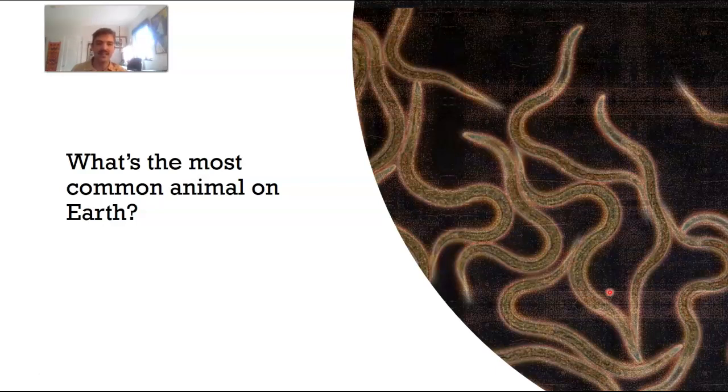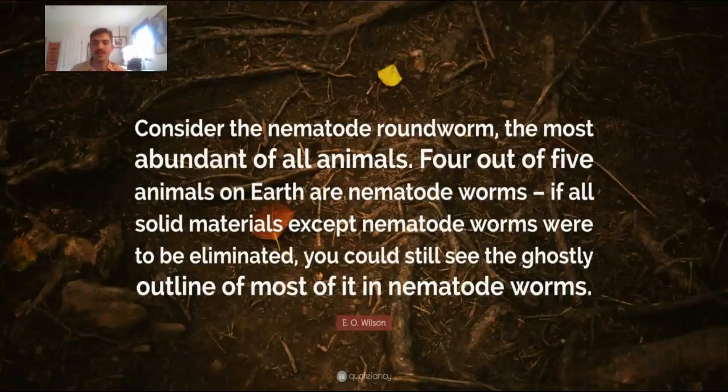And because they fill the soil, you might think that humans own the planet, but you'd be wrong. Worms like this one in the video are Earth's animal overlords. Nematodes are the most numerically abundant animals on Earth. So consider the nematode roundworm, the most abundant of all animals. 4 out of 5 animals on Earth are nematode worms. If all solid material except nematode worms were to be eliminated, you could still see the ghostly outline of most of it in nematode worms.